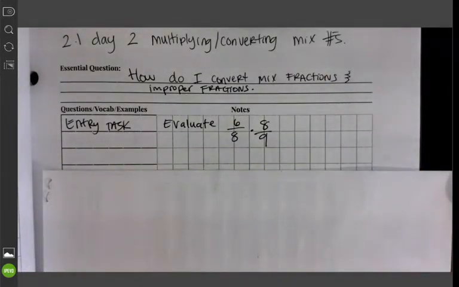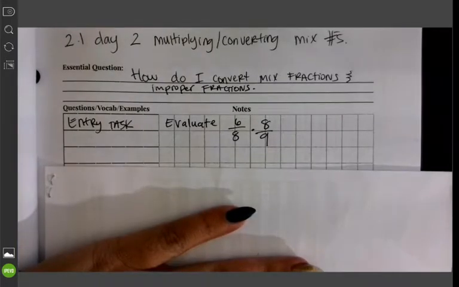So our entry task is to evaluate 6/8 multiplied by 8/9. Please answer in simplest form. If you have not done that already, go ahead and take the time to do that right now. And I'm going to do it as well. So go ahead and push pause if you haven't done it yet.